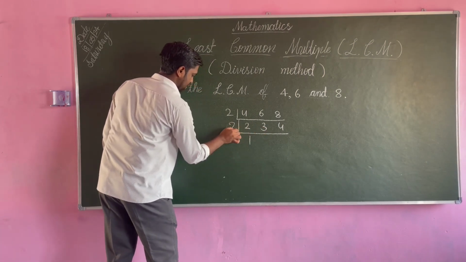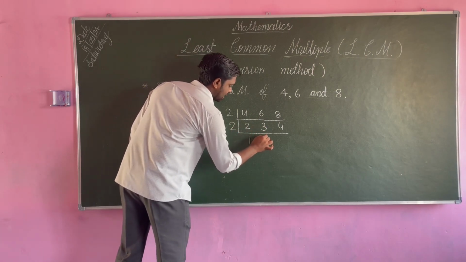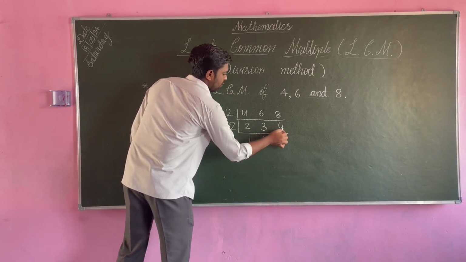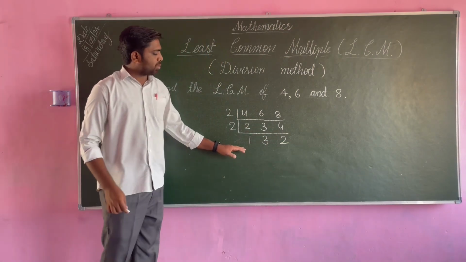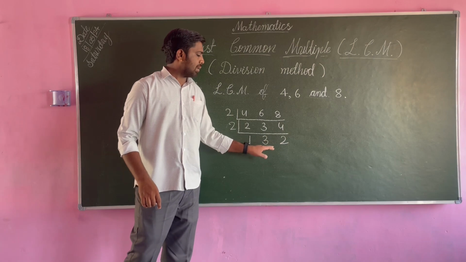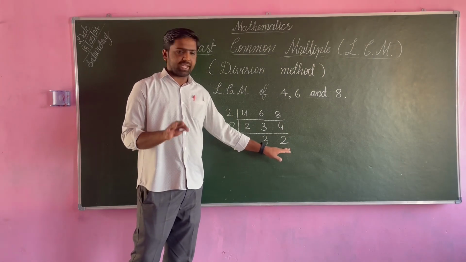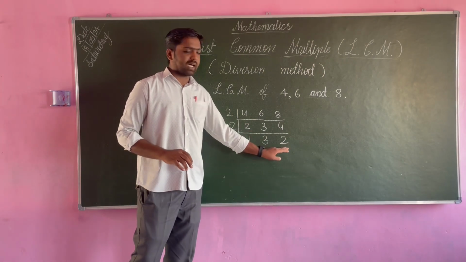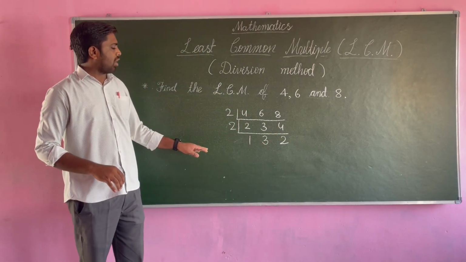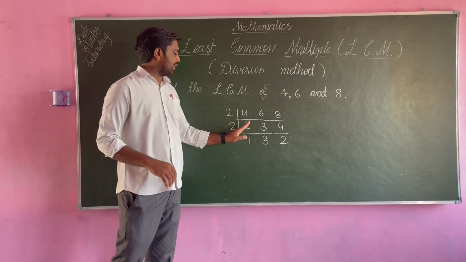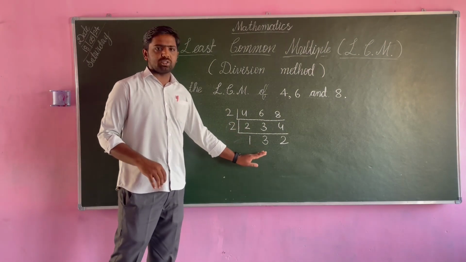3 cannot be divided by 2, so write the number as it is, 3. 4 divided by 2 is equal to 2. Here we stop the process of division because these numbers cannot be divided by any other number; they are divisible only by themselves. Let's find the product of the numbers written on the left side of the symbol and also the quotients.